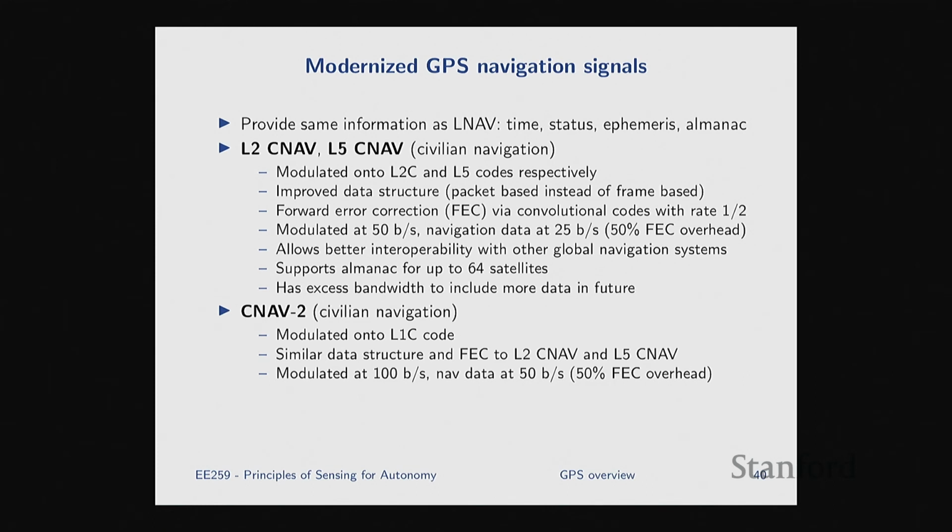And there is also CNAV2, another navigation signal for civilian use, modulated onto the L1C code. All of these are very similar, with slight variations in terms of what type of error correction coding they use or what the exact bit rate is. But in principle, they're all transmitting the same information, which enables you to determine, most importantly, the location of the satellite, but also information about the rest of the constellation, the GPS time, and so forth. And then there is MNAV, the military navigation signal. We don't know any details except that it is packet-based and uses some type of forward error correction.